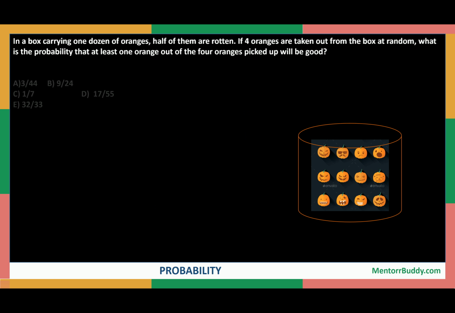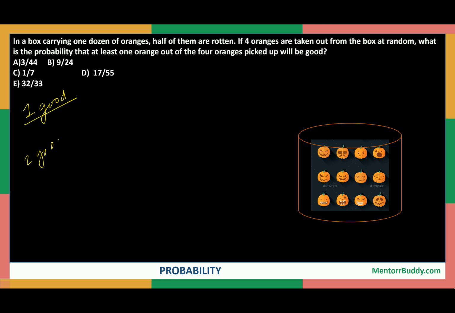So see carefully. First we'll solve it with the normal method. In how many ways could there be 1 good orange, right? How many cases are there? 1 good orange, there could be 2 good oranges, right, and 3 good oranges, and there could be 4 good oranges. So we will see how many ways each is possible.